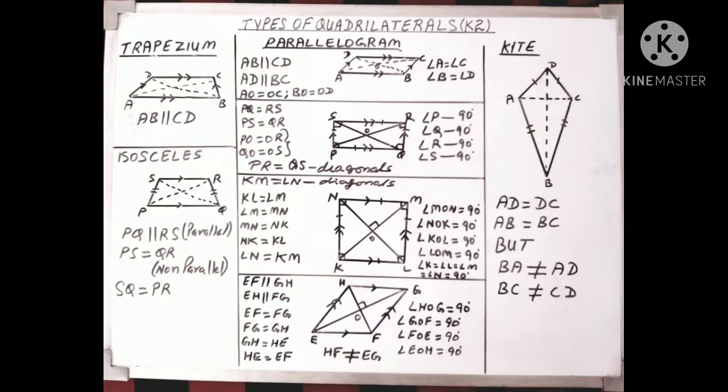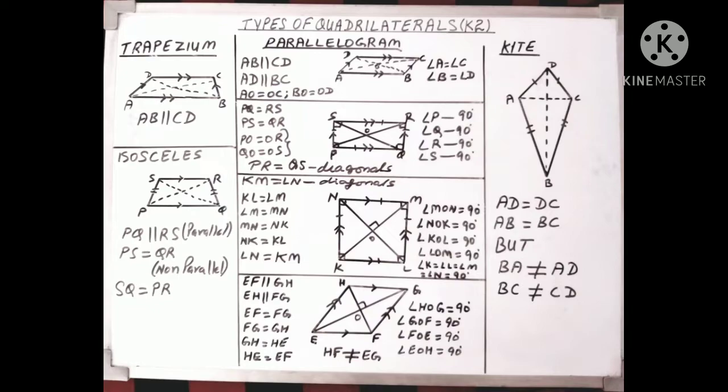So as you can see on the board, today we will discuss the types of quadrilaterals in this class. In the last class, we got an idea about the quadrilateral. That quadrilateral is a four-sided figure, right? Now this four-sided closed figure can be of any shape. Depending on this shape, we have different types of quadrilaterals. The first is the trapezium.